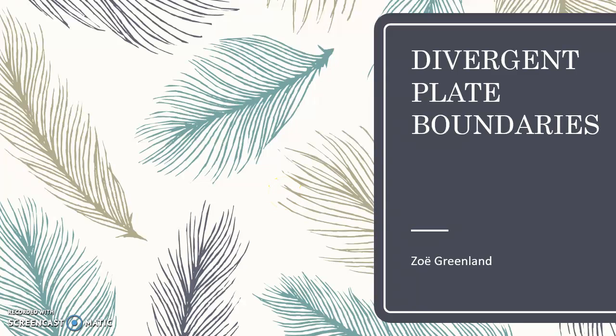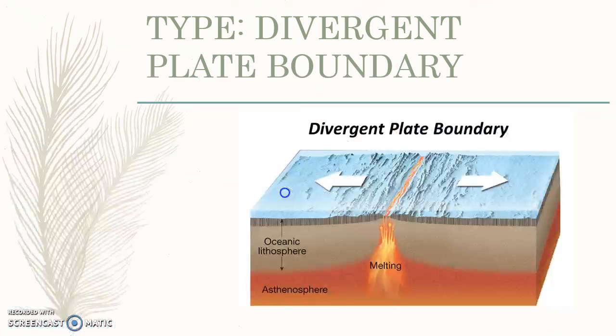I decided to look into divergent plate boundaries. So obviously the type is divergent, and what happens when a divergent plate boundary occurs is the tectonic plates move in opposite directions. They're almost always located in the ocean, but there are rare cases such as Iceland where the plates move apart and then the melt occurs and forms new oceanic crust usually.